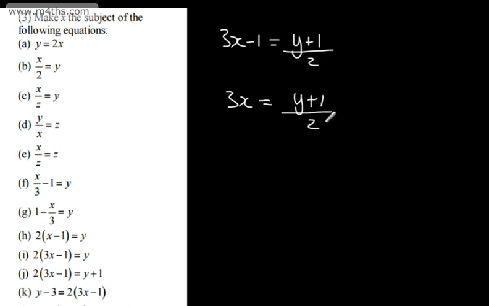Right, with the next one, we've got exactly the same here, but it's just y plus 1. So, if you want, you can expand the brackets, or you can simply divide through. So if I divide through, 3x minus 1 is equal to y plus 1 divided by 2. Adding the 1 to both sides, 3x is equal to y plus 1 divided by 2 plus 1. And then dividing both sides of the equation by 3, we have y plus 1 divided by 2 plus 1 divided by 3. And that looks very messy.